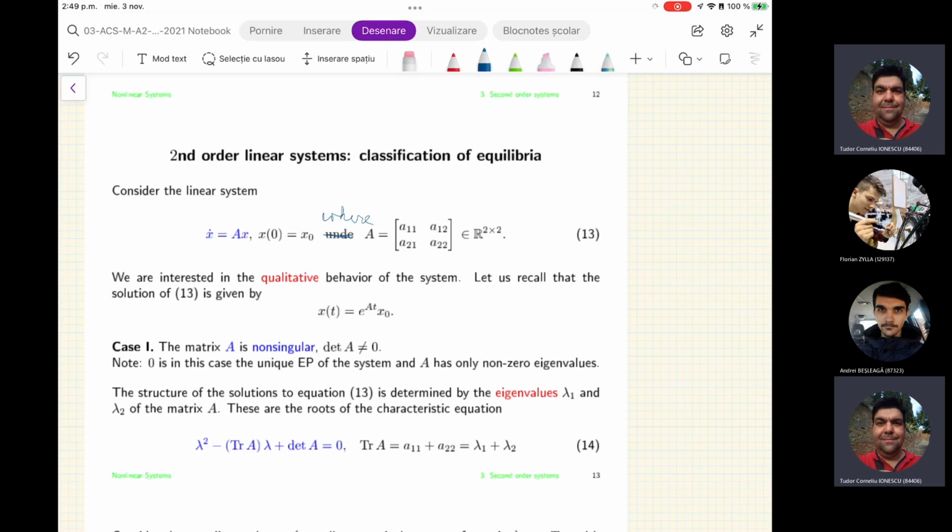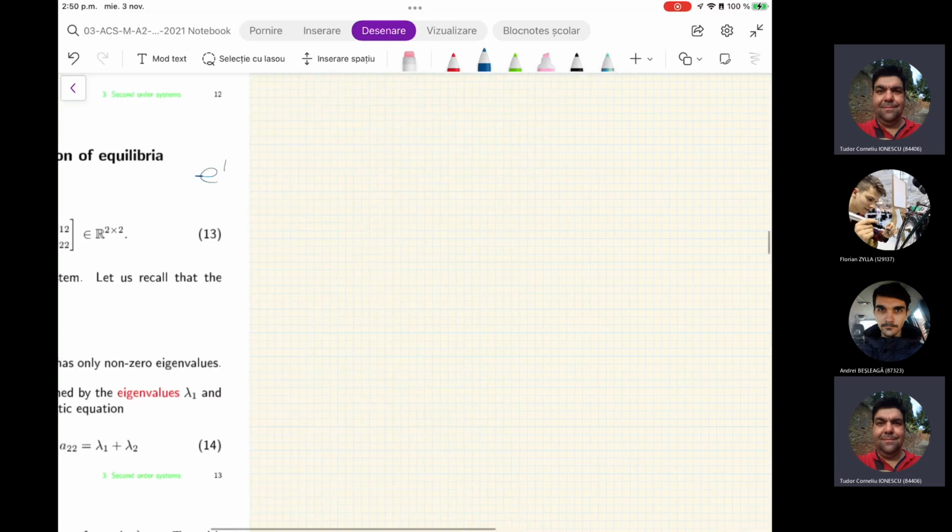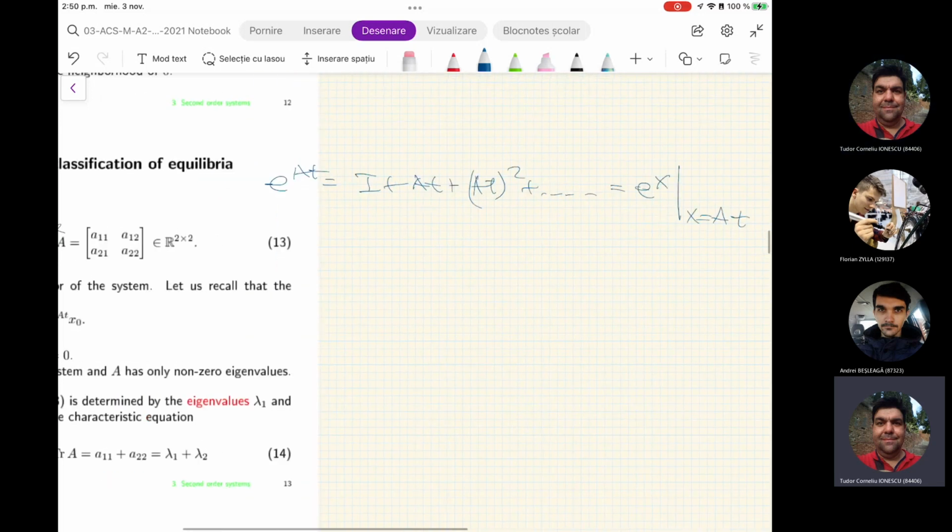From this, we can compute the solution, by separation of variables. That's not difficult to do. Using the definition of the matrix exponential, I just need to remind you that the matrix exponential e to the power At is identity plus At plus (At) squared over 2 factorial, and so on and so forth. This is the Taylor series expansion, the definition of the matrix exponential, like e to the power x for x equal At.